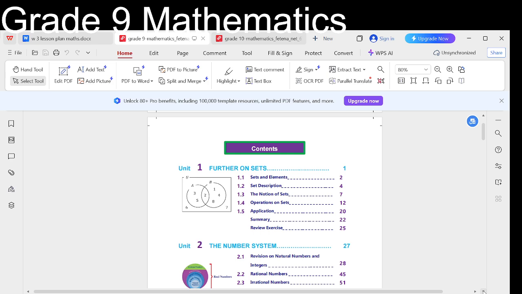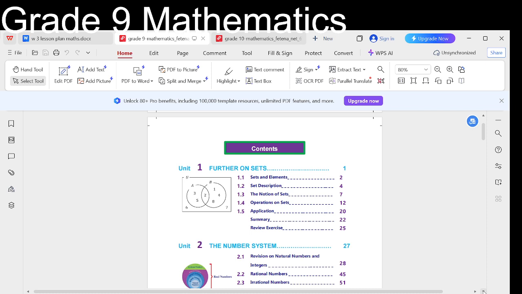There are different sections under unit 1. We have 5 subsections. We can describe sets by using different methods: verbal, which is the statement method, or we can describe a set by mentioning all elements, or we can describe a set by mentioning elements partially, and also we can describe a set by using set builder notation.